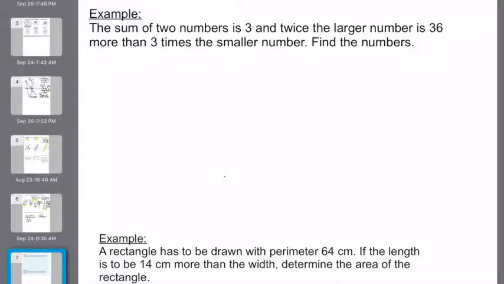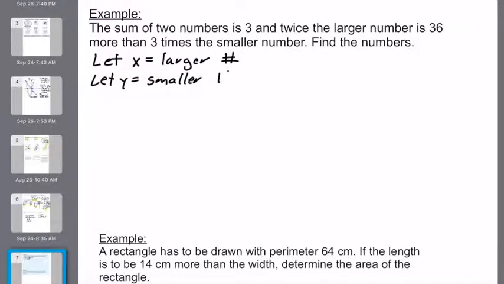So we have multiple ways of doing this. I chose to go with x equal to the larger number and y equal to our smaller number. So the sum of two numbers is 3. This tells us that if we add these x and y together, we're going to get 3. And then we see that twice the larger number is 36 more than 3 times the smaller number.